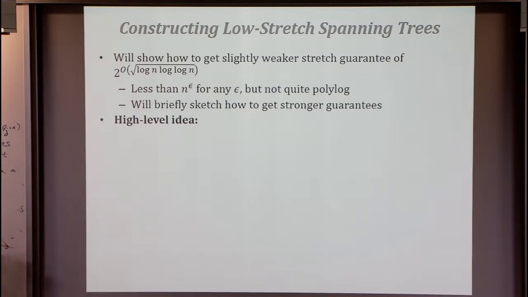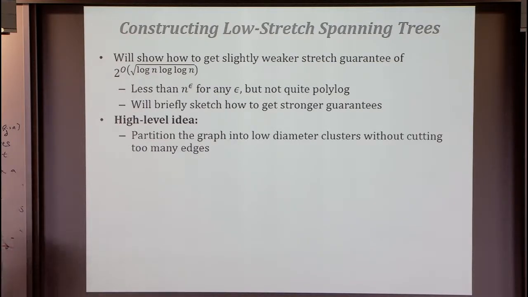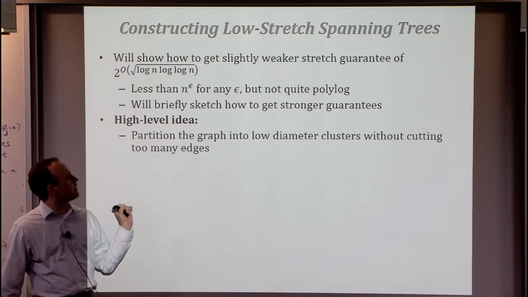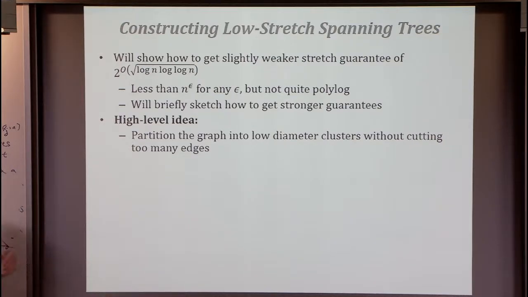And I probably won't briefly sketch how to get stronger guarantees. The high-level idea, this is exciting. The high-level idea is that we want to capture the linked structure of the graph. We want to understand its clusterings. And so what we're going to do is partition the graph into low-diameter clusters without cutting too many edges. And then once I give you that, we're just going to recurse.